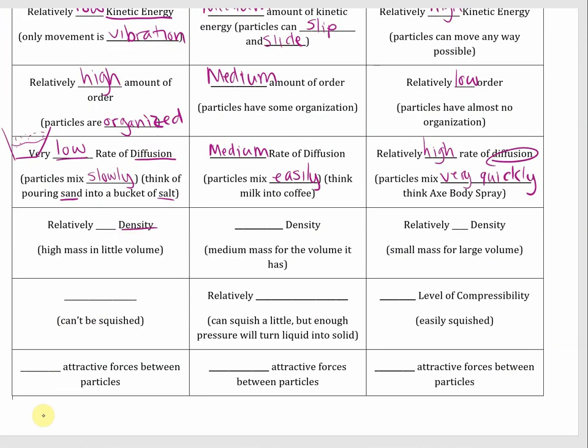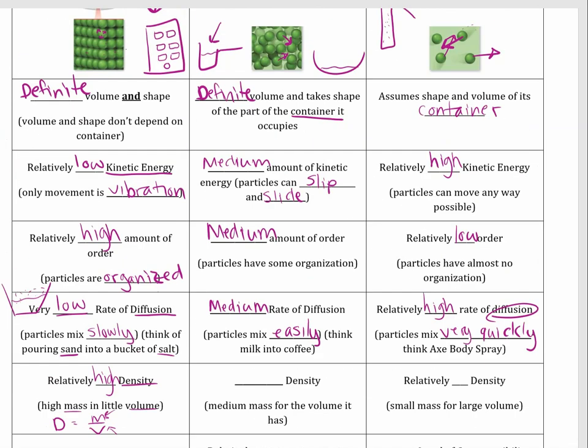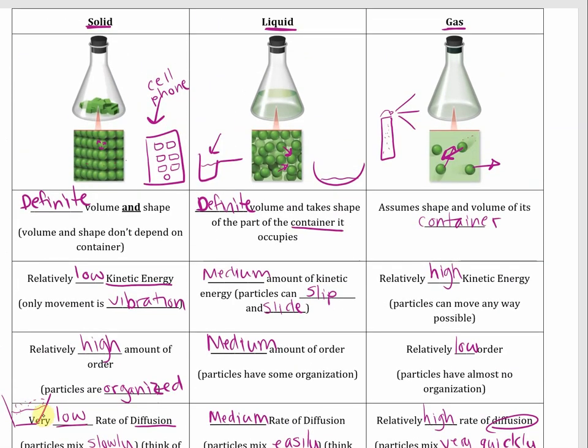So density has to do with mass and volume, right? We all learned in middle school that density is equal to mass over volume. We also learned this earlier this year. So if you have a high mass in a little volume, a big number on top and a little number on the bottom, that's going to be a relatively high density. Another way to think of density is just how tightly those particles are packed in together. And if we look back up at our picture, these particles are packed really tightly in together. There's really not a whole lot of room to spare in between them.